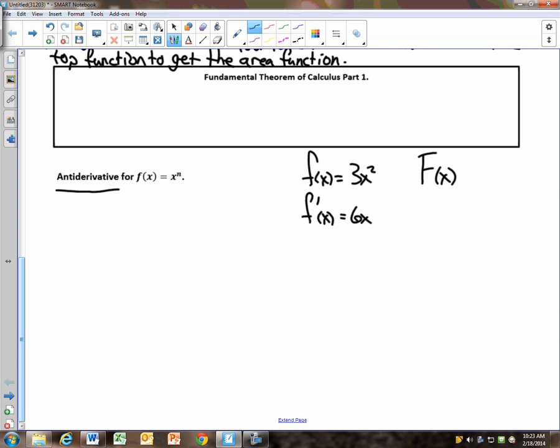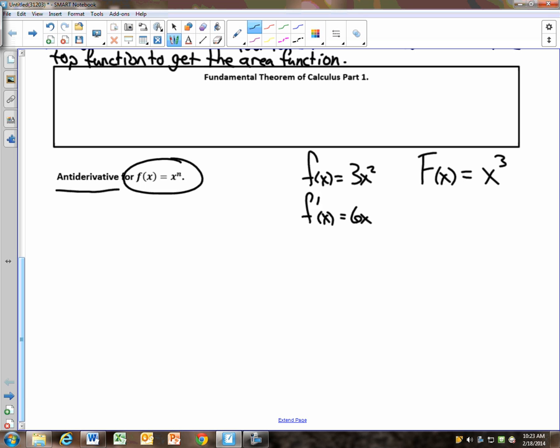6x. We use large F to go the other way. What would you take the derivative of in order to get 3x squared? X to the third. And so there's all sorts of ways now that you could think about finding an antiderivative. People generally get confused, but the rule of thumb is this.